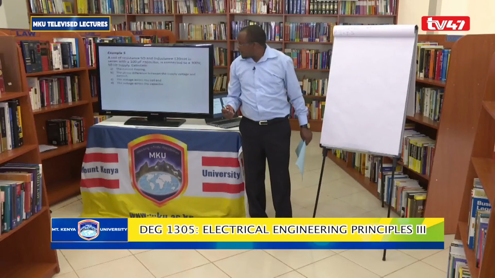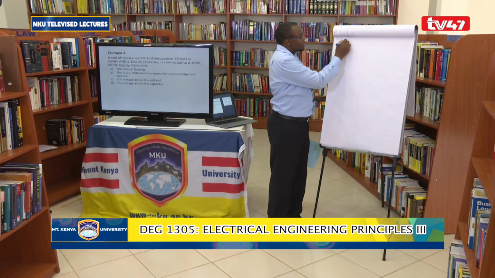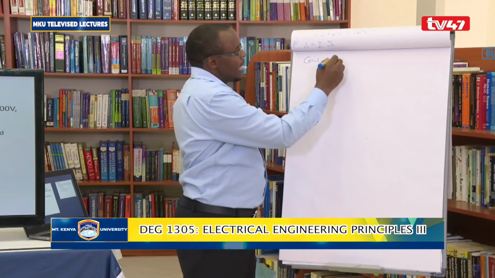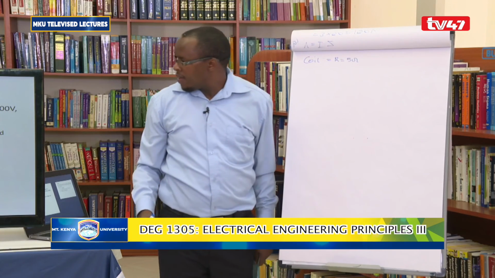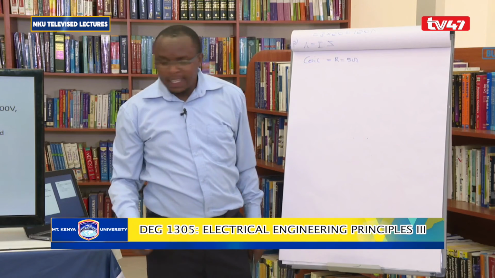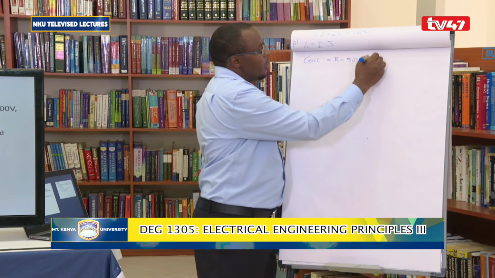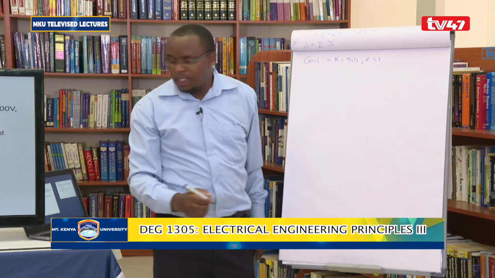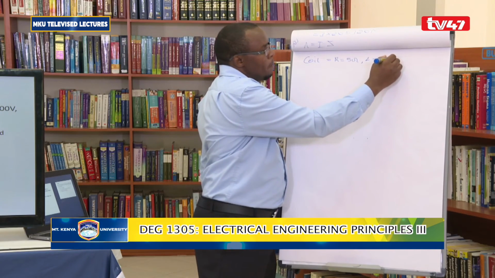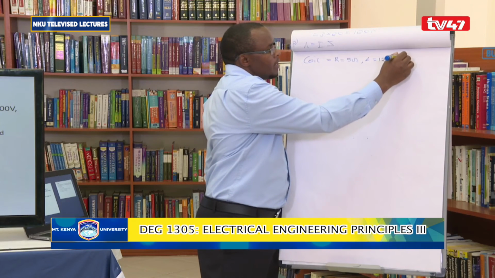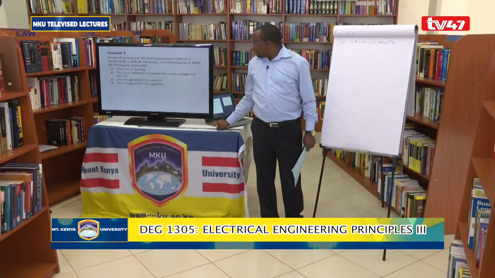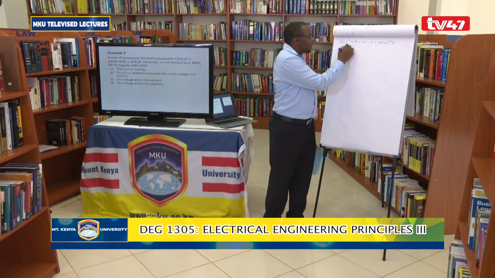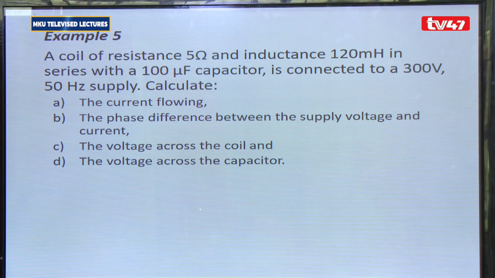So, question analysis. We have this coil. It has a resistance of 5 ohms and also an inductance of 120 milli, so it is times 10 raised to the power negative 3 henry. And then we have the capacitor connected to it. The capacitor connected is 100 microfarad, so it is times 10 to the power negative 6 farad.